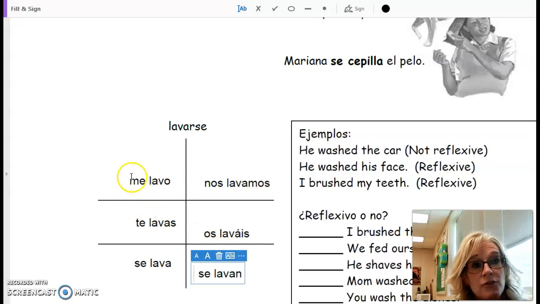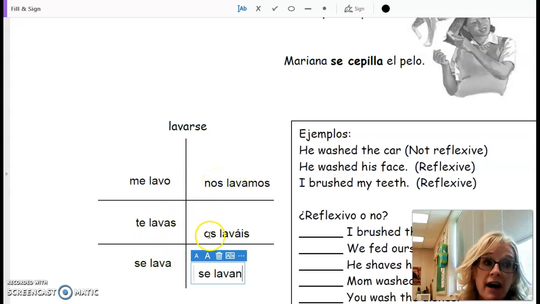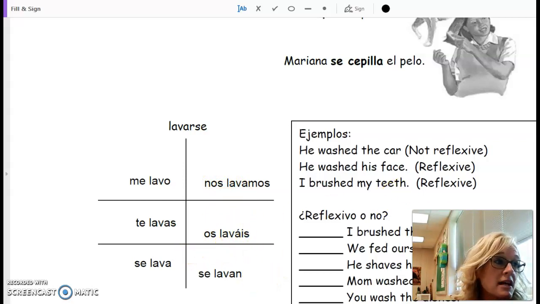So all I've done, if you can look here on the screen, is I've added the reflexive pronoun: me lavo, I wash myself. Te lavas, you wash yourself. Él or ella se lava, he or she washes him or herself. Nos lavamos, we wash ourselves. Os laváis, y'all wash y'all's selves, and se lavan, they wash themselves.